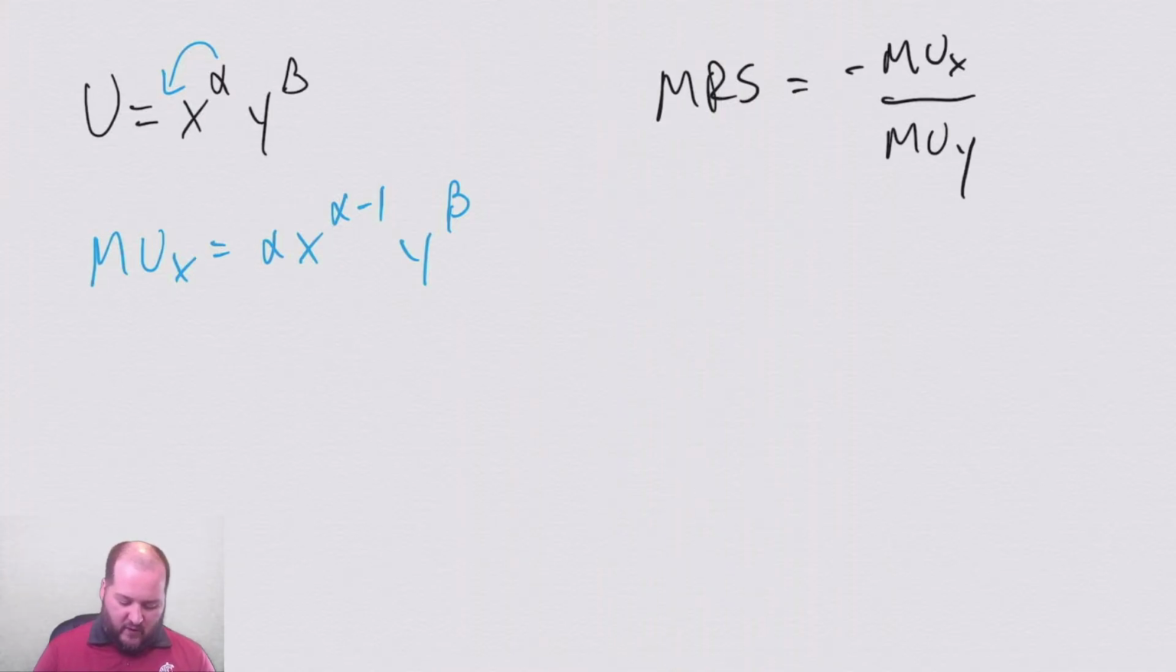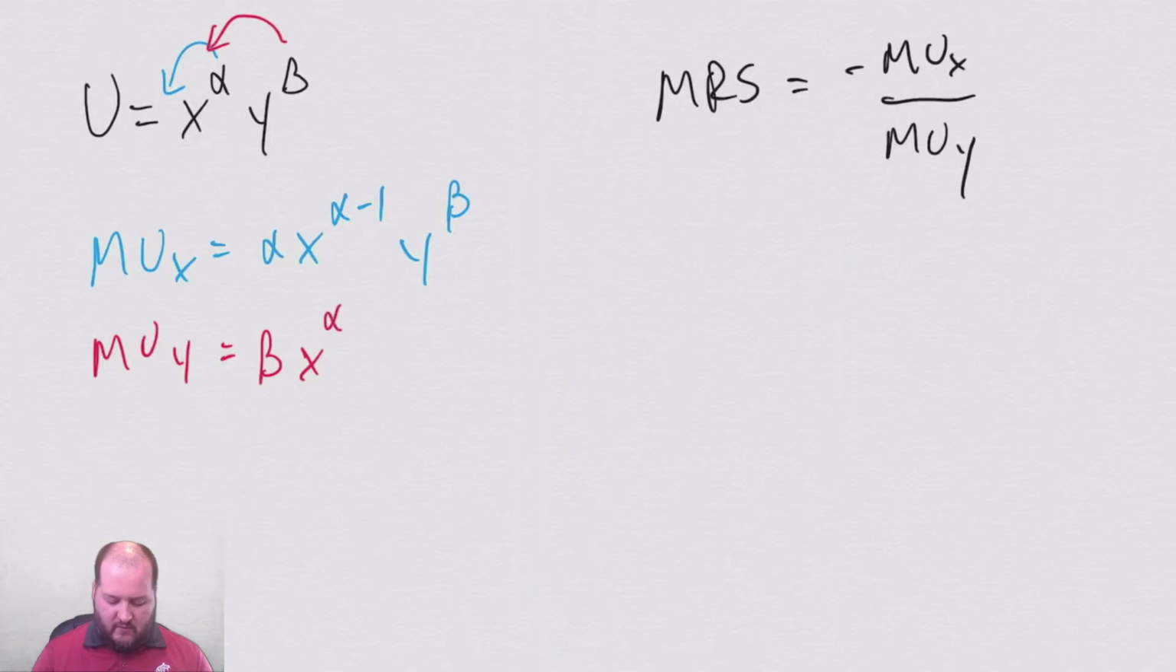We do the same thing for y. Marginal utility with respect to y. Okay, now I'm going to bring the beta out front. I'm going to leave the x alone. And then I'm going to subtract 1 from the exponent of y. And there we go. See, I don't even need numbers to calculate this. I can put this all together and get my marginal rate of substitution.